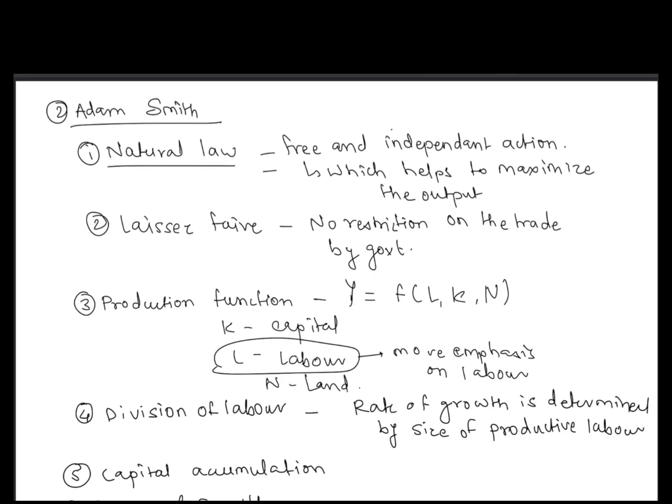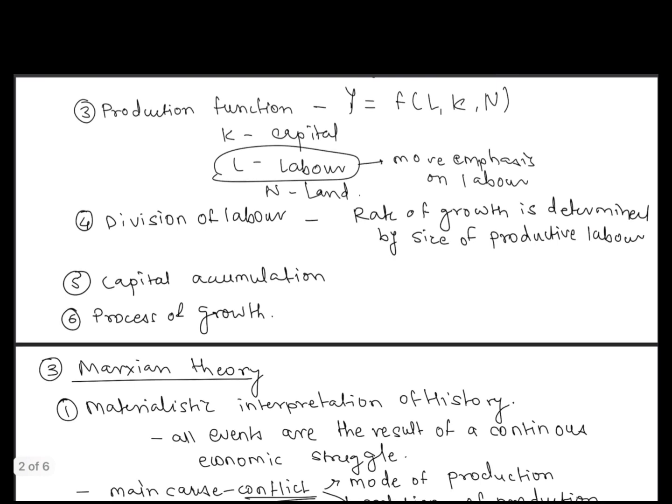Third one is production function. Adam Smith gives production function with three factors: labor, capital, and land, with more emphasis on labor. Fourth one is division of labor. The rate of growth is determined by the size of productive labor, as Smith says. Fifth one is capital accumulation. Of course, the more capital, the better the national income, which will help the businesses to grow.